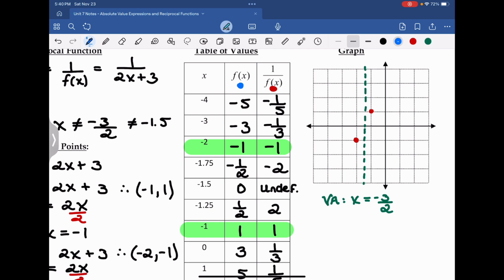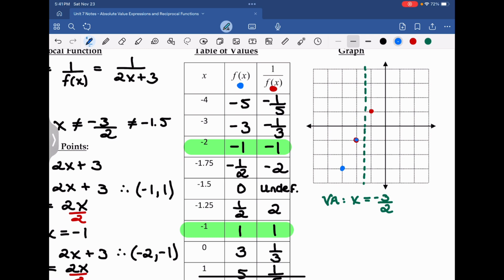Let's plot some points. -4 and -5. So that's going to put us somewhere off the graph, so maybe I won't plot that one. -3 and -3, which puts us right here. Our next point was -2 and 1, which puts us right here. Hence, it's an invariant point because the red and the blue both match.